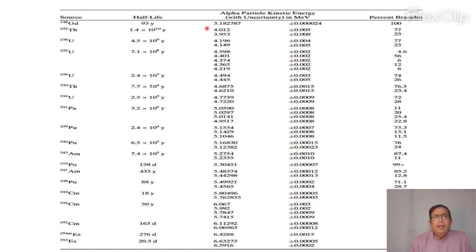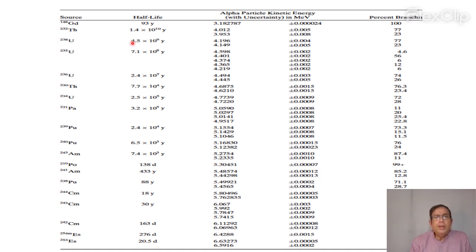For example, in the case of Gd, the energy is 3.182787 MeV and 100% branching ratio. So a monoenergetic alpha particle with 100% probability with energy 3.182787 mega electron volt is produced.